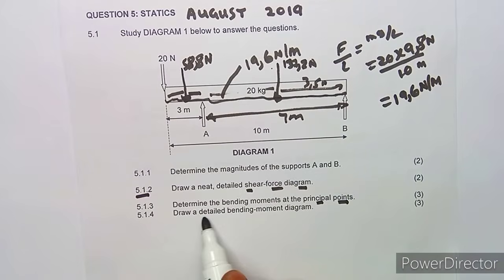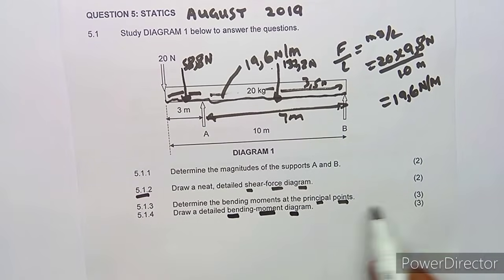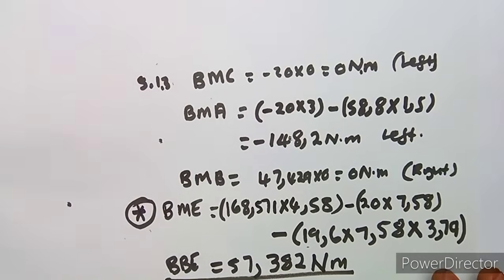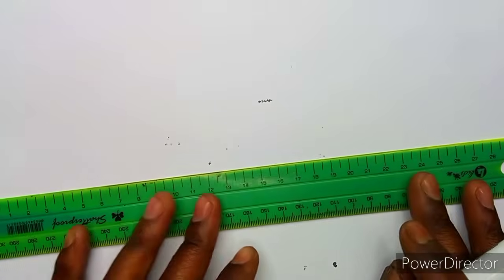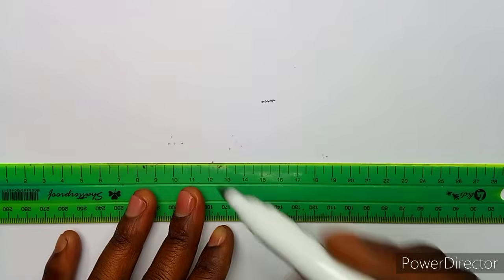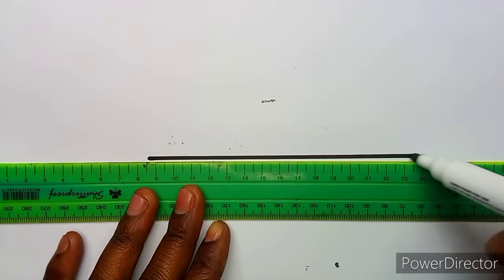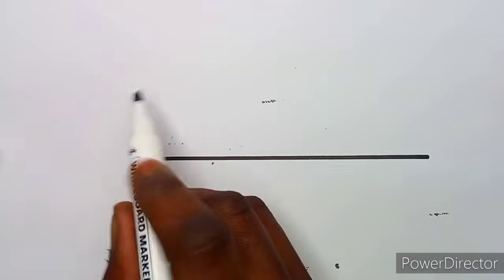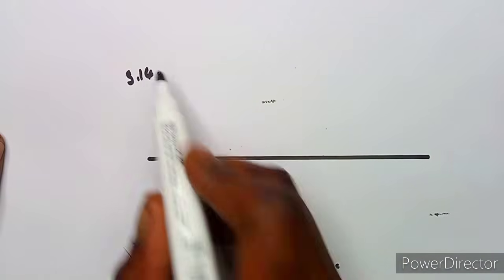on 5.14, to draw a detailed bending moment diagram. So this one is a bending moment diagram, so definitely we have to work with our bending moments, and also an idea of the diagram that we are working with. Okay, so this is it, guys. We shall have something like this for the bending moments. This is 5.14. All right, so this is 5.14.